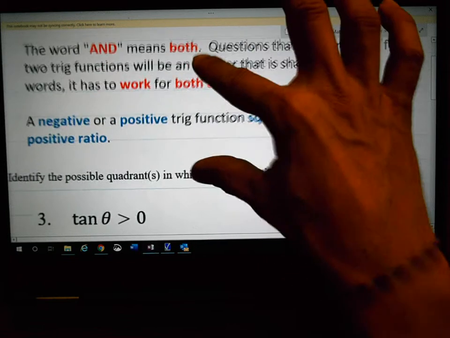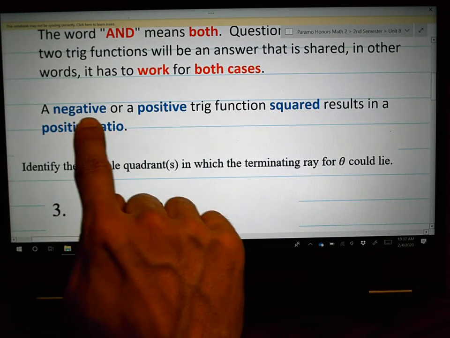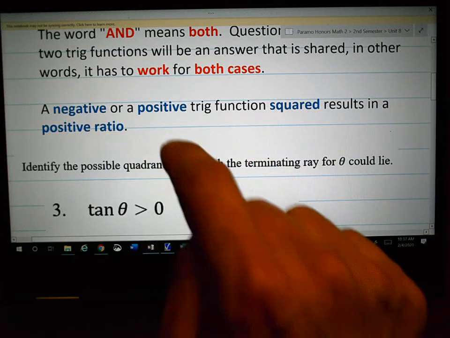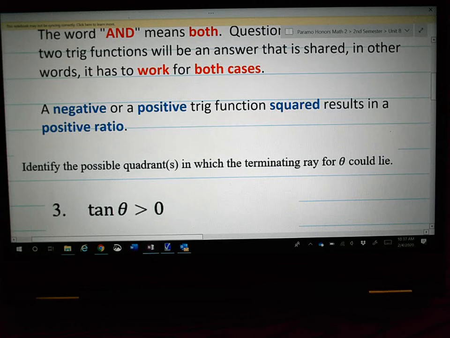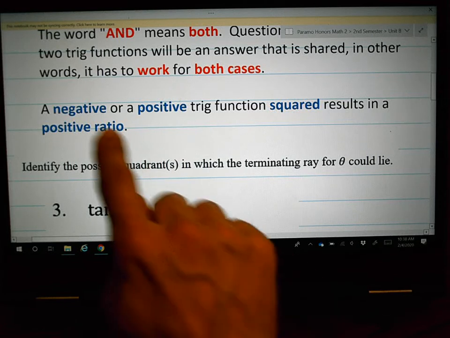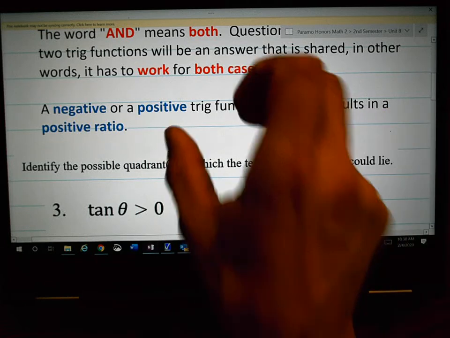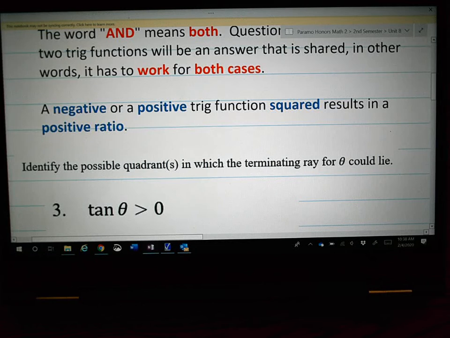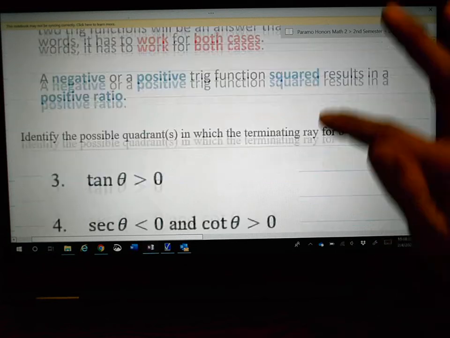Lastly, before we go into these examples, a negative or positive trig function squared, if we square it, results in a positive ratio. We're going to use that a lot. Think about it. A negative times a negative is a positive. A positive times a positive is a positive. And so it doesn't matter if it's a negative ratio or trig function squared or a positive trig function squared. They both will end up being positive and only positive, never negative for that matter. Let's look at some examples.